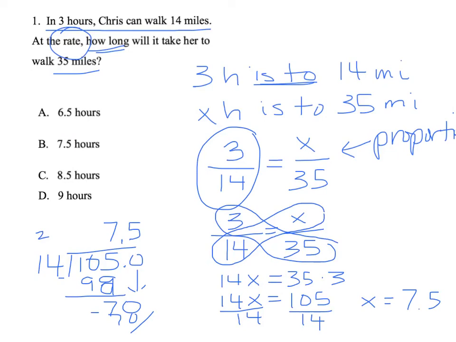So 3 hours is to 14 miles, as it gives me that 7.5 hours is to 35 miles. So B is the correct answer.